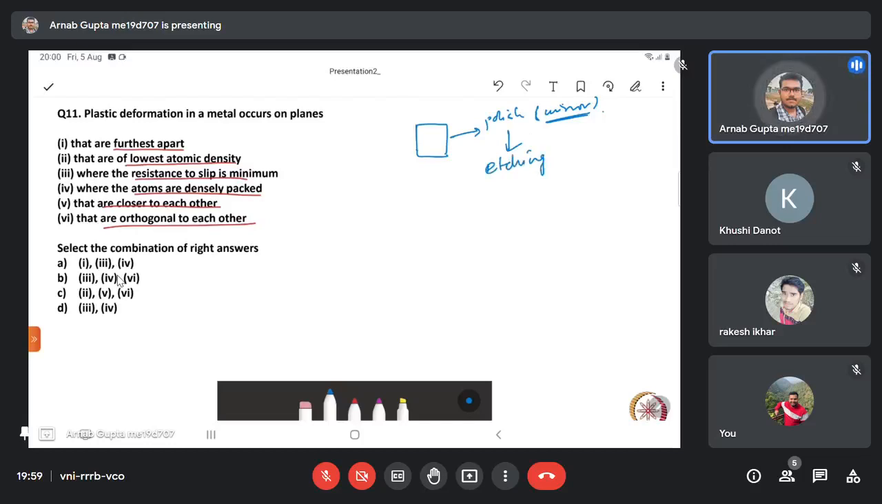Sometimes we use Kroll's reagent, for example for titanium. So these different reagents are there. This etching will remove the thin oxide layer on top of the material, and it will expose the grains and the grain boundaries. More prominently, it will expose the grain boundaries.